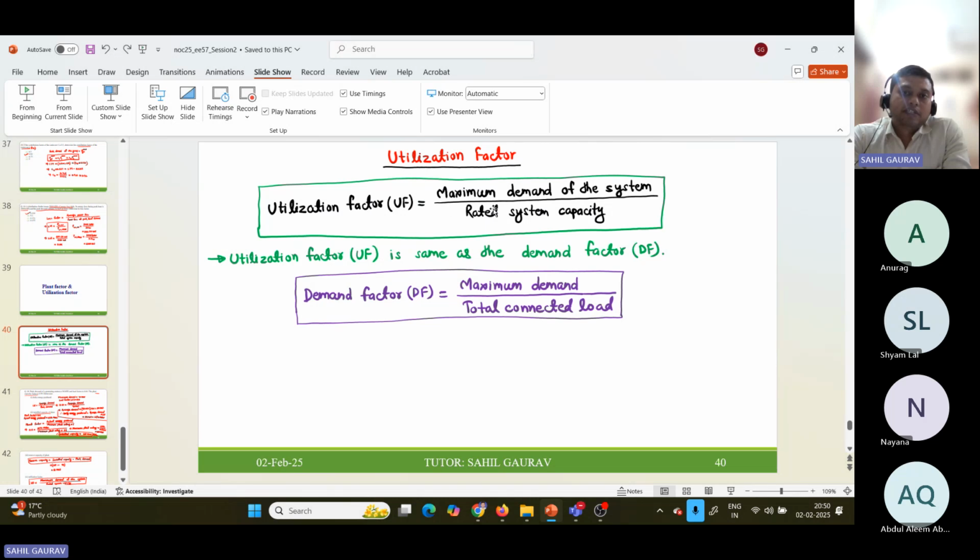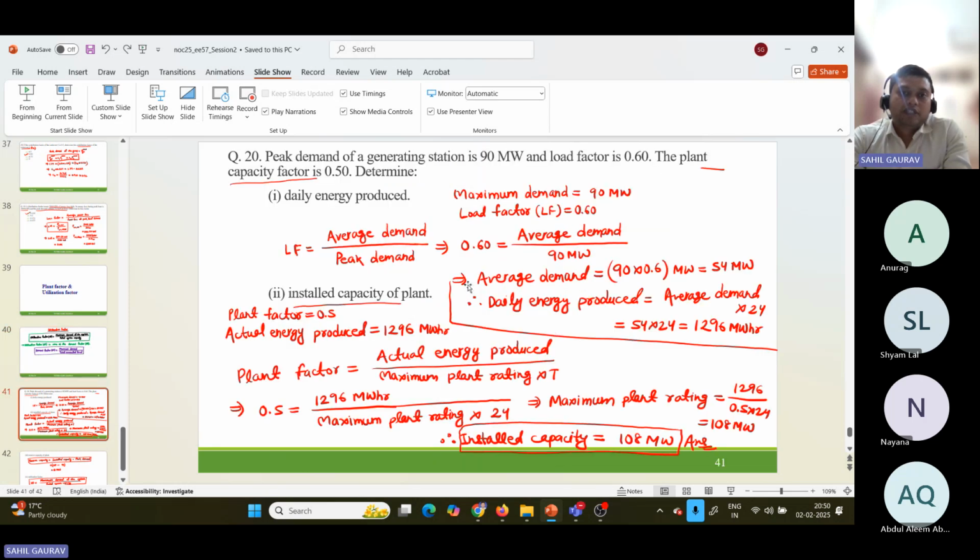Utilization factor is nothing but the maximum demand on the system upon rated system capacity. And utilization factor is similar to demand factor. If you see the demand factor expression, it is the maximum demand upon total connected load. So you can say that utilization factor is with respect to the power station, where we are seeing the utilization of a power station, while demand factor we can see with respect to the load side. Both are having similar characteristics, similar type of expression. So let us use this expression.